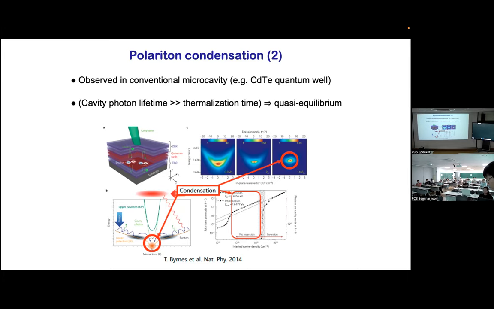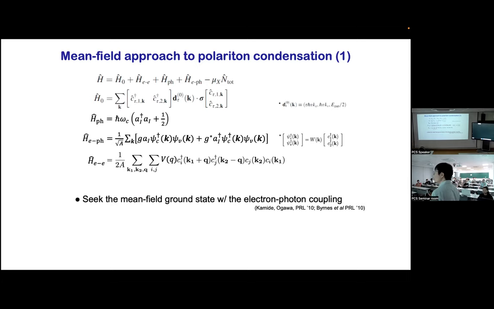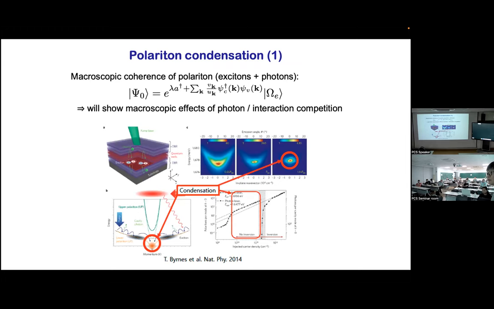Now for how we did the calculation: we started with a Hamiltonian that contains the band structure and photon energy, and in addition both the Coulomb interaction and the electron-photon coupling. We are trying to do a mean field calculation, by which I mean a variational calculation for this type of wave function, to determine what lambda and U over V would minimize the energy expectation value for the wave function in this form.